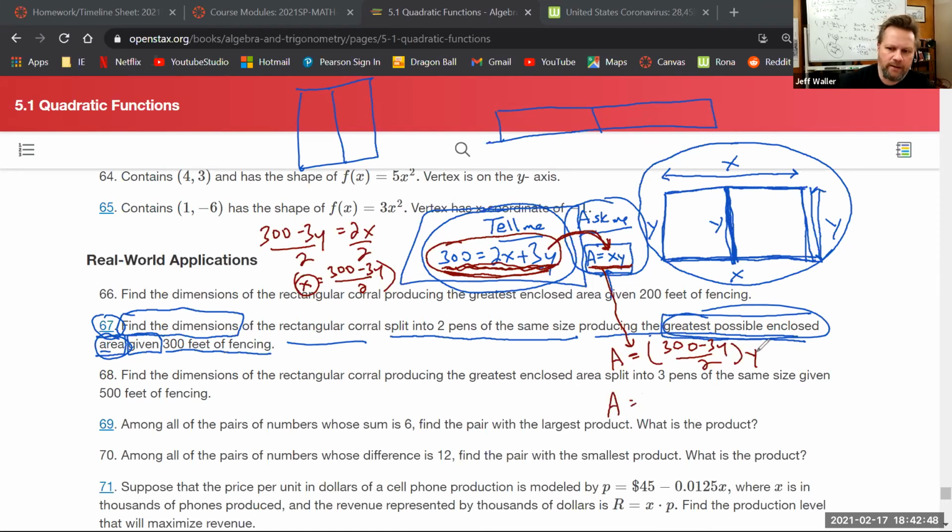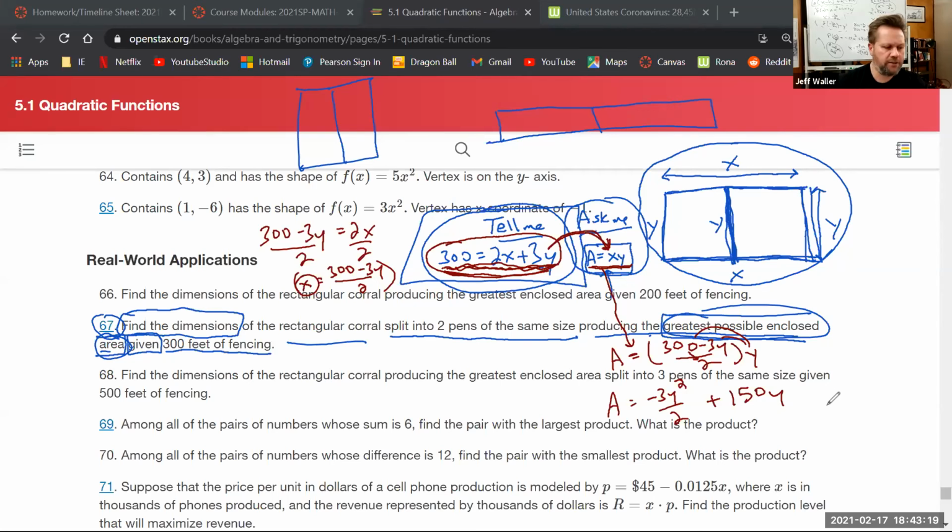So if I multiply this y through, am I not going to get a quadratic? Do you guys see that? If I multiply the y through, let me clean this up a little bit. I'm going to get negative 3y squared over 2 plus 300 divided by 2 is 150y. Let me stop for a minute. Is that cool? If I multiply that y through and I clean it up a little bit.